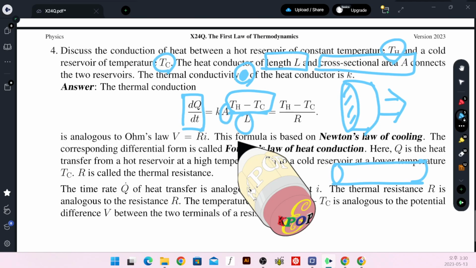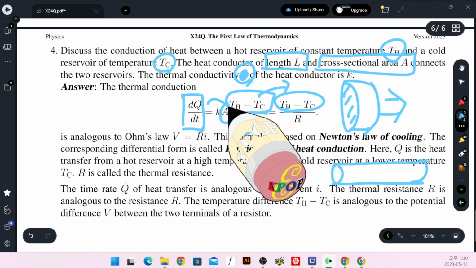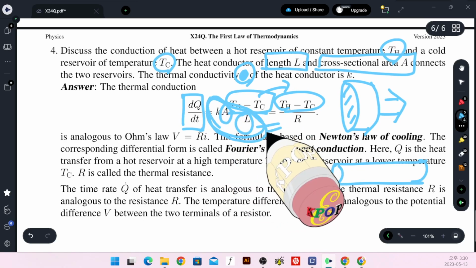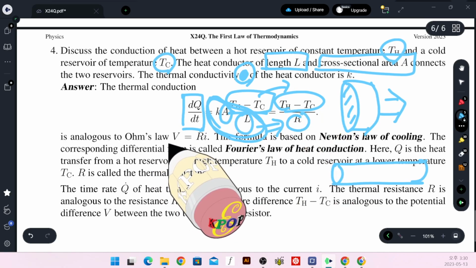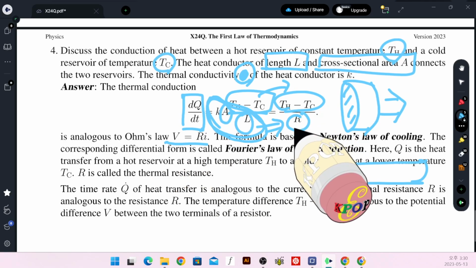Something like that. So we keep this temperature difference, and all of this factor becomes R, just like Ohm's law. R is resistance.